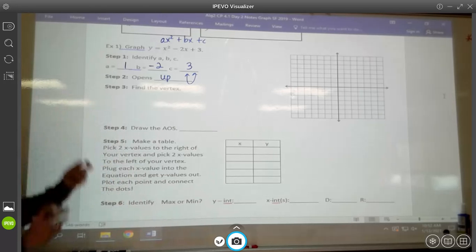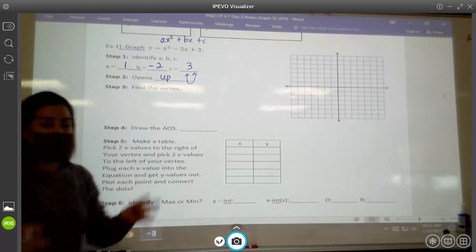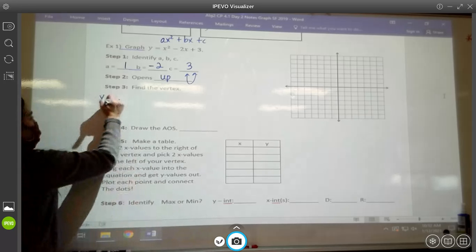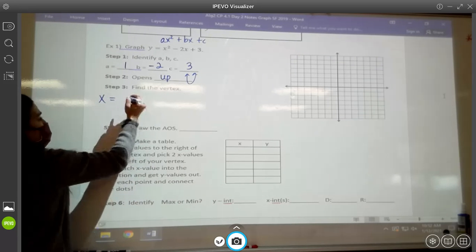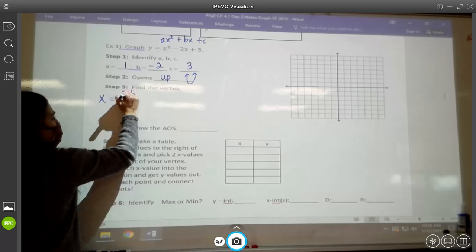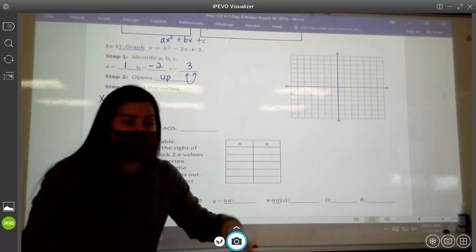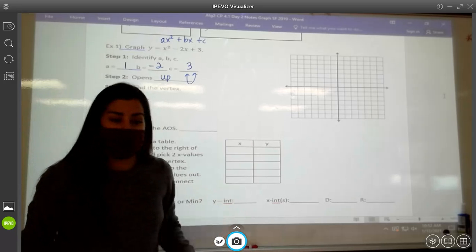All right, let's do it, guys, let's find that vertex, the most important point. So to find the x-coordinate of our vertex, we're going to use that formula that says x is equal to the opposite of b divided by 2 times a. Write that formula down in a really special place because you're going to use it all the time.